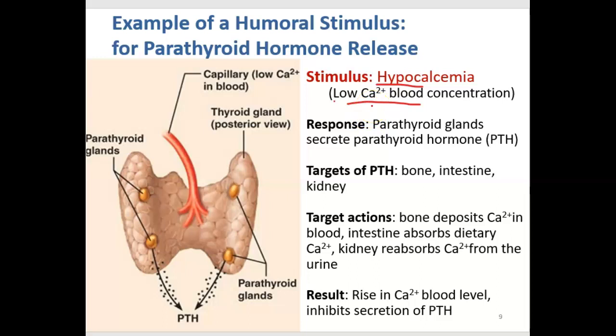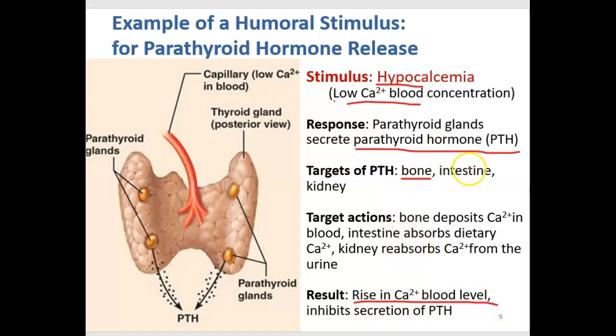Well, in response to low blood calcium, the parathyroid glands secrete a hormone, not surprisingly, called parathyroid hormone. And what that parathyroid hormone will do is target the bone to break down the minerals it has and release the calcium into the blood. So right away that increases blood calcium level.